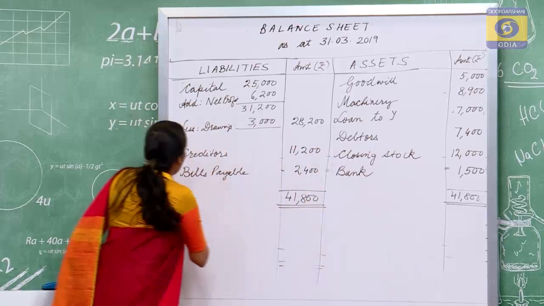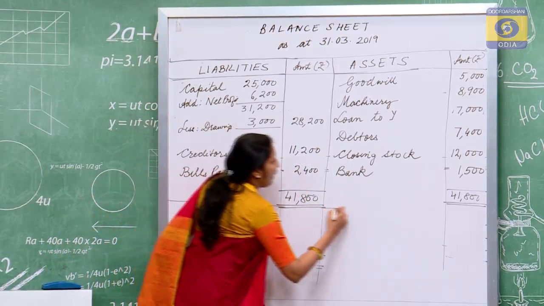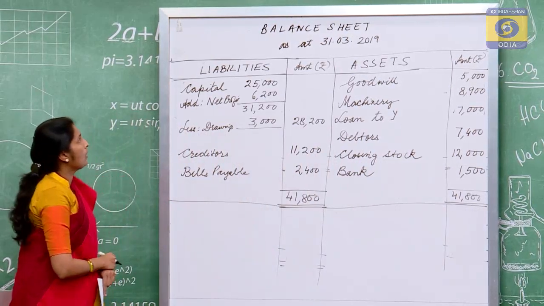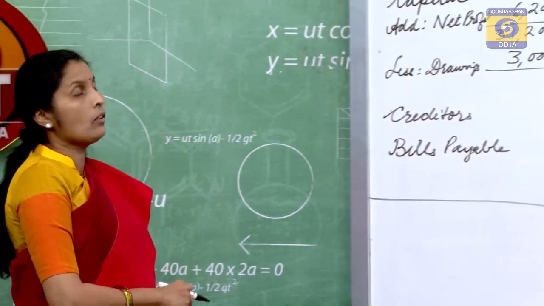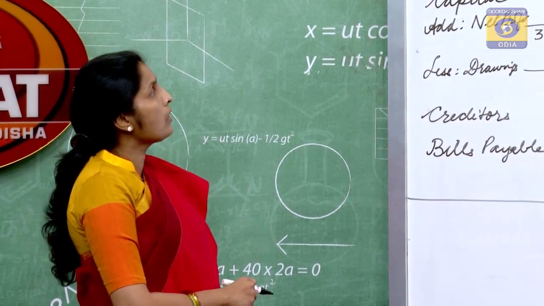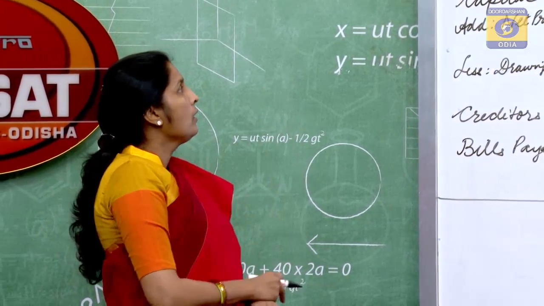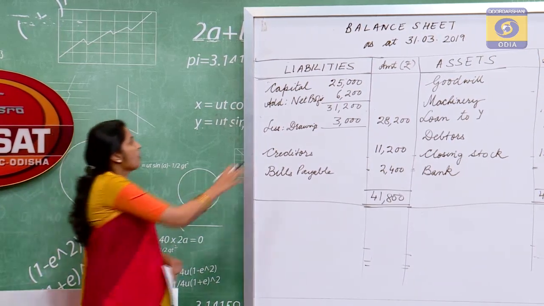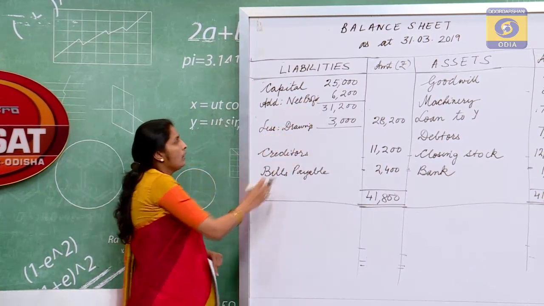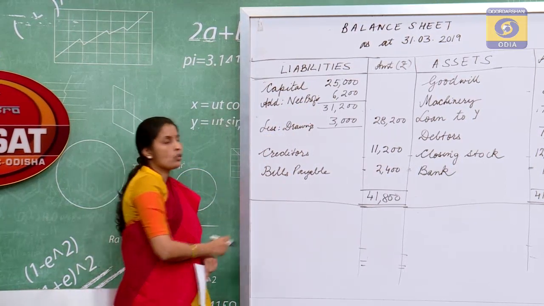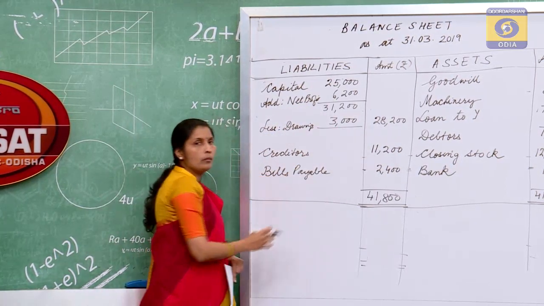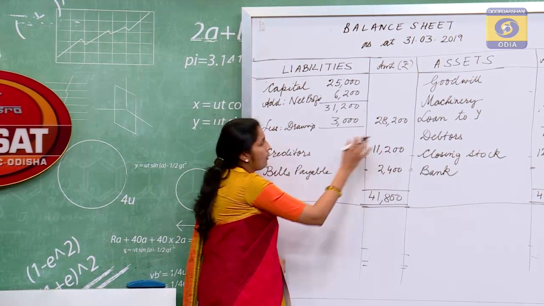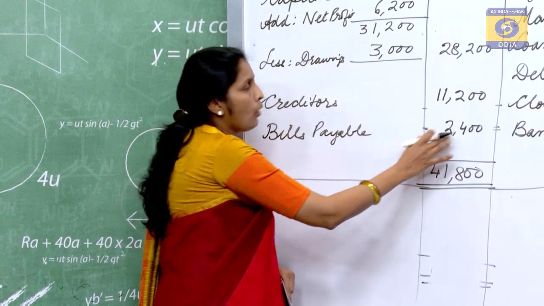So, as you can see, this is the balance sheet and we have completed our balance sheet. Just have a look at this balance sheet as at 31st March 2019. On the liability side, we started with capital, we added net profit to the capital of 6,200 and then we deducted drawings therefrom, which gave us 28,200. Then we have creditors, that is 11,200, and bills payable 2,400.